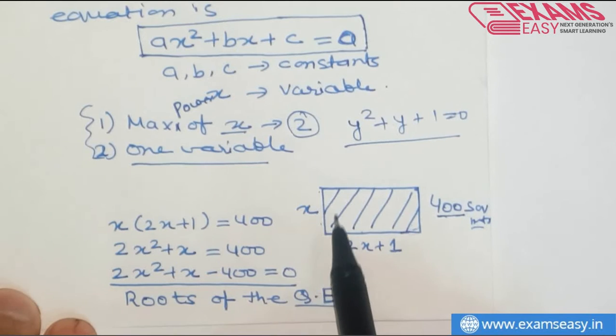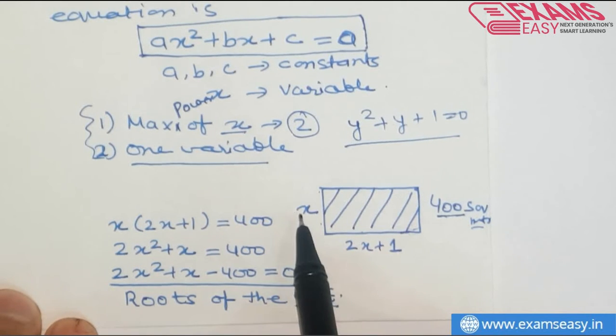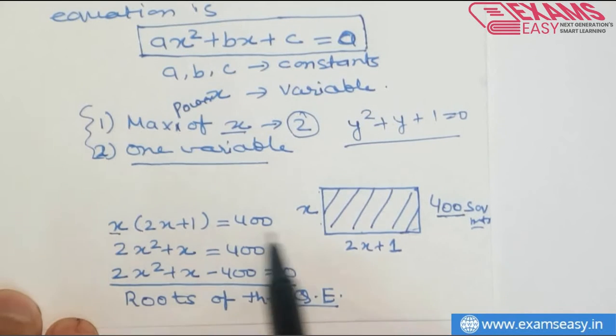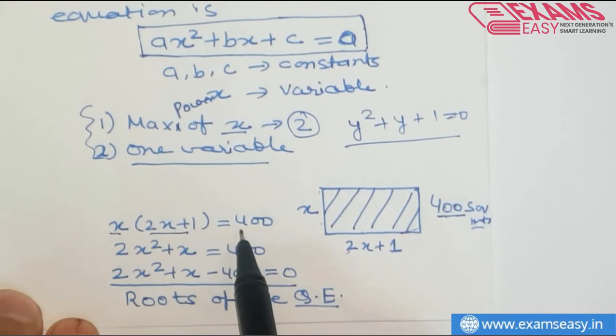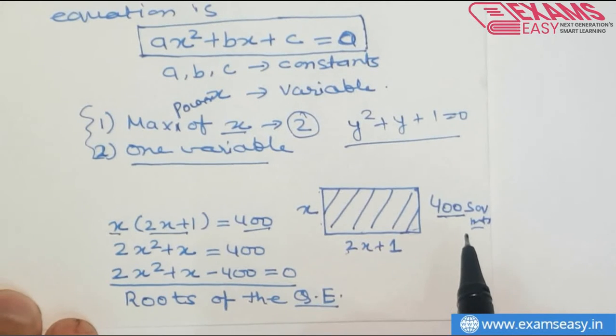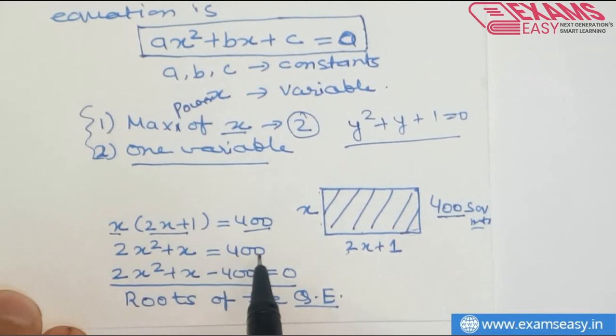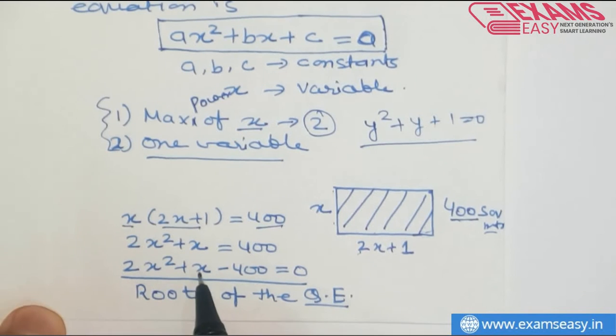Friends, we know the area of any rectangle is length into breadth. So we multiply length x and breadth 2x plus 1, and area is equated to 400 square meter, which is given here. Now we multiply x by 2x plus 1, we get 2x square plus x is equals to 400. Now we move this 400 to the left hand side. So it will become 2x square plus x minus 400 is equals to 0.